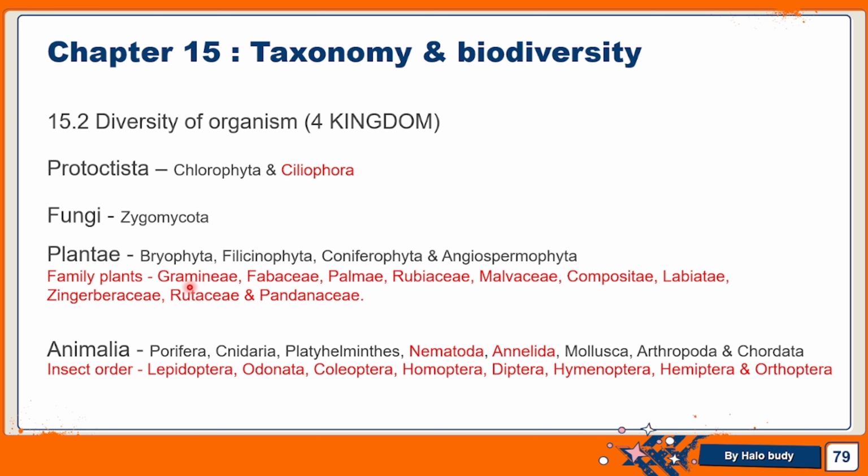So family actually belongs to the phylum. So you need to know Gramina is under which? Which one? Biophyta or Filicinophyta? Fabaceae is under Filicinophyta, Coniferophyta, and Angiospermophyta. So there you can see the MPM directly added 1, 2, 3, 4, 5, 6, 7, 8, 9, 10 family plants. Very many. I don't know why MPM is like that.